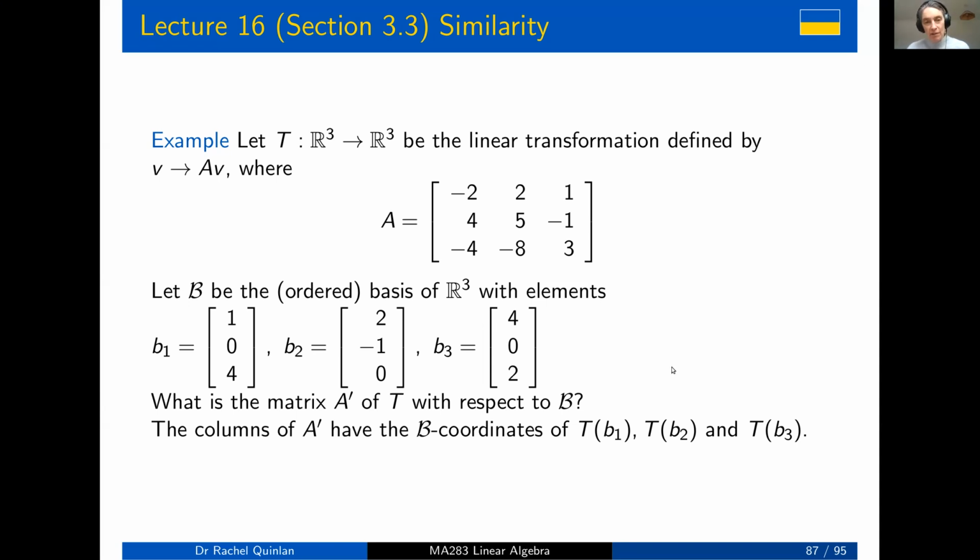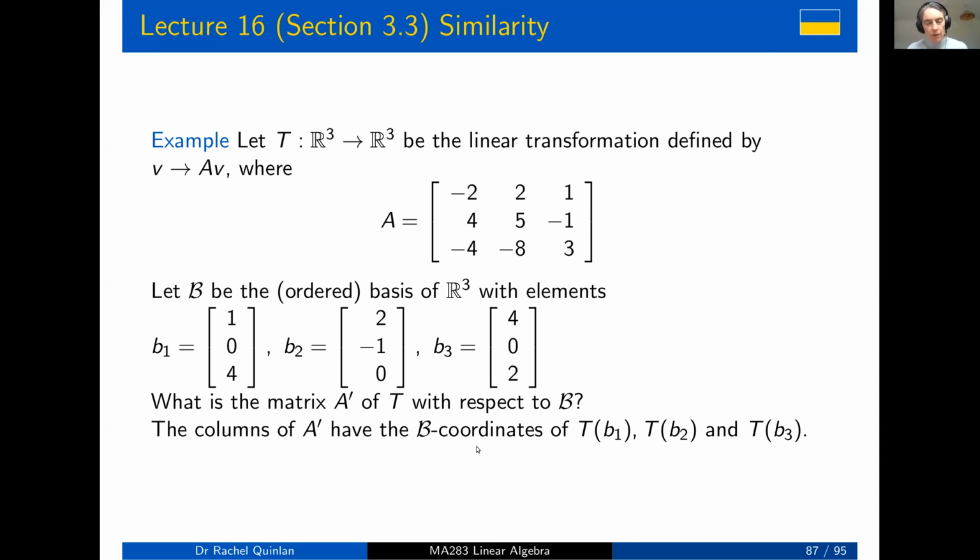Okay, so how do we go about tackling this problem? To tackle it, we have to look at the images under T of B1, B2, and B3, and figure out what their coordinates are with respect to B. Of course, we have a mechanism for doing that. We can roll up our sleeves and write down the change of basis matrix from the standard basis to B, and go through all the technical steps there. But let's have a look at what these vectors actually are first and see what we come up with.